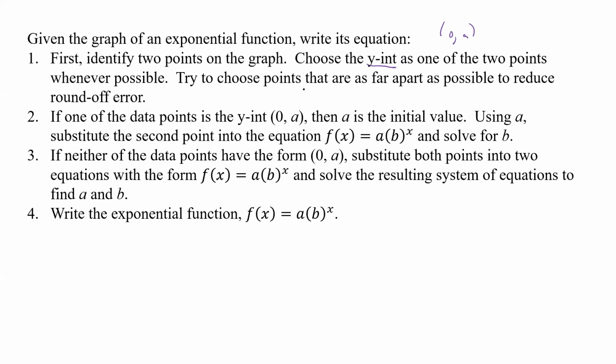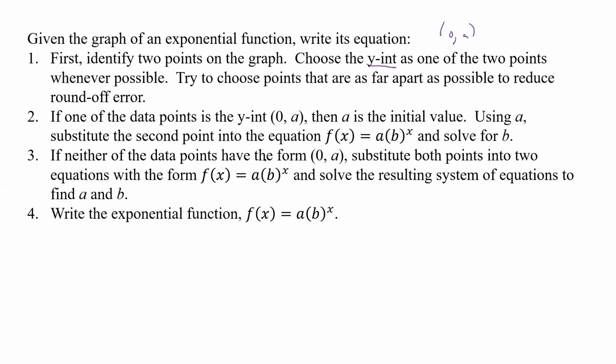And then the other one, you want to choose some other point as far apart as possible from that intercept or whatever point you were able to get. And so you want 2 points as far apart as possible. Then basically you're going to do the same thing we just did. If you have the 0, a, then you have to plug in your other point and solve for b, and then you can get your function that way.